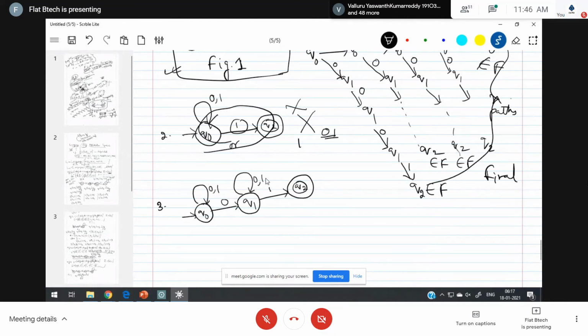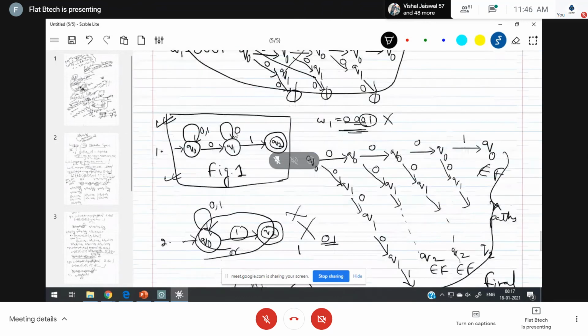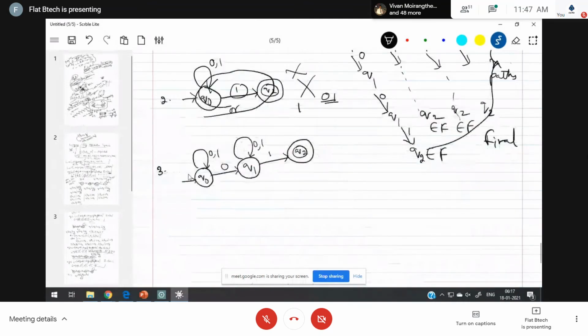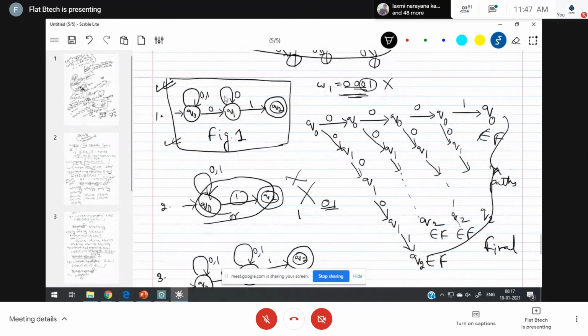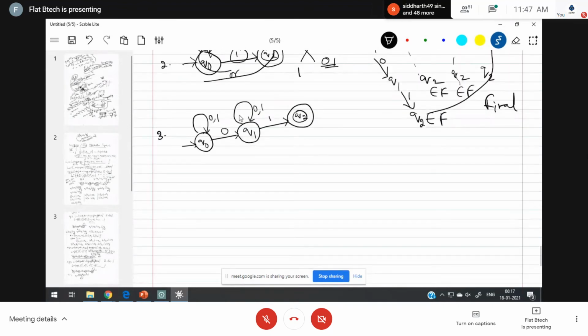Okay. Now again, another case. Here I have modified a self loop of 0, and then in this figure number 3, I have provided a self loop of 0, comma 1. In this machine, I have provided a self loop of 0, comma 1. So let's see something. Let me have 0, 0, 0, 0, 1, 1, 1, 1, 1, 1.